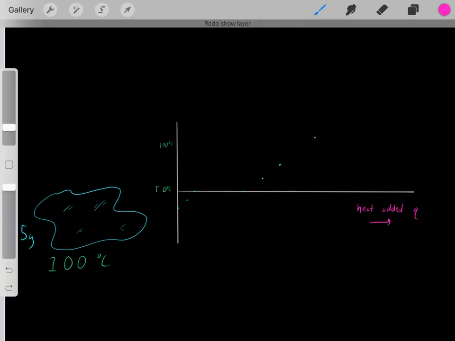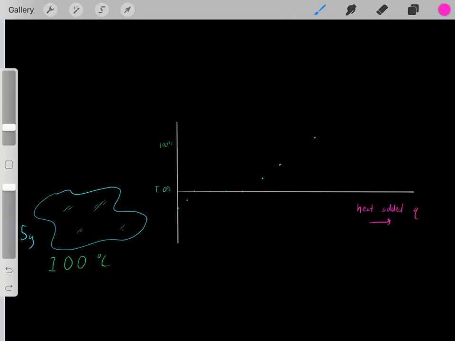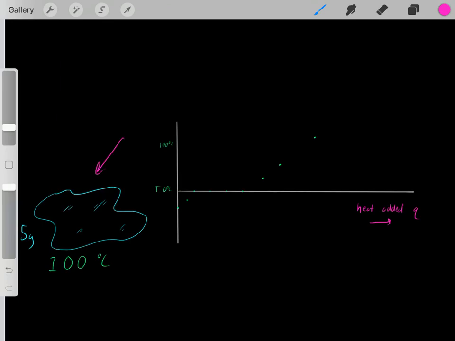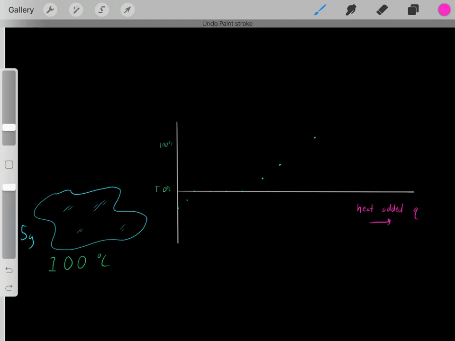So now what's going to happen if we add more heat? Well, it's important to realize the boiling point, the vaporization point of water, is 100 degrees Celsius. So now what's going to happen if we add more heat? Well, now that heat is going to be used to vaporize this puddle of water.